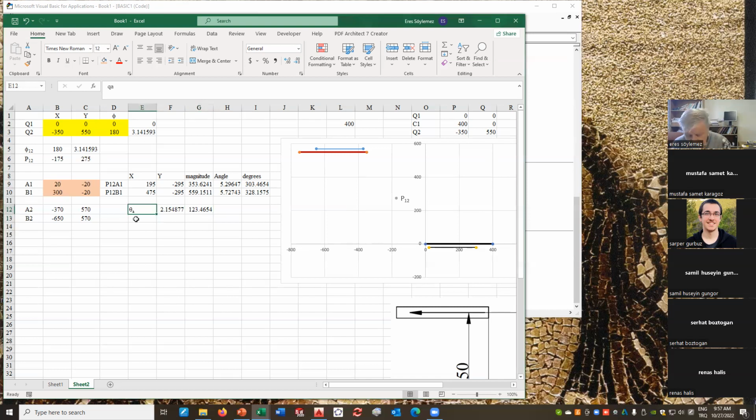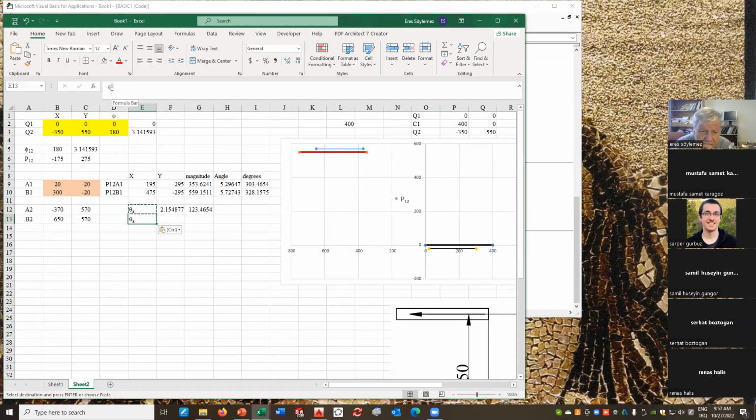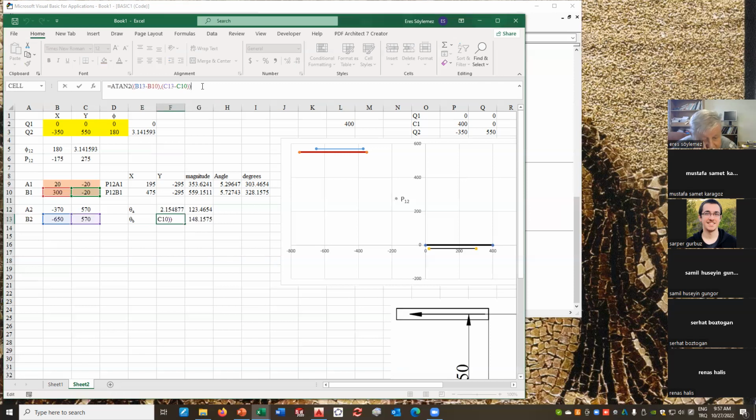Theta B. If you have done it correctly, you can pull this down. Check your results. Due to this relative referencing command, it is the same. It gives you the theta B, the angle B1, B2 makes with respect to the horizontal. Correct? That's it.